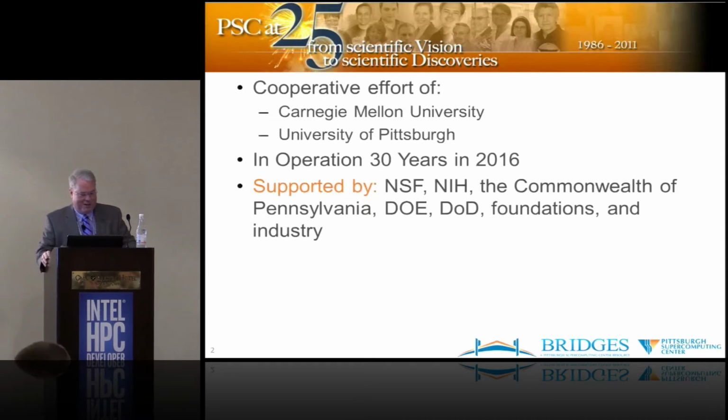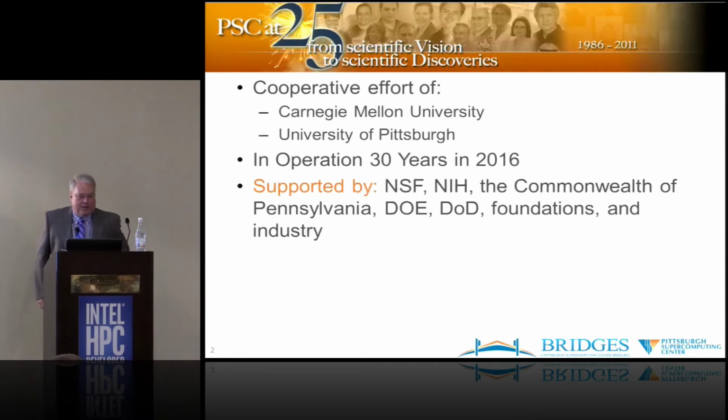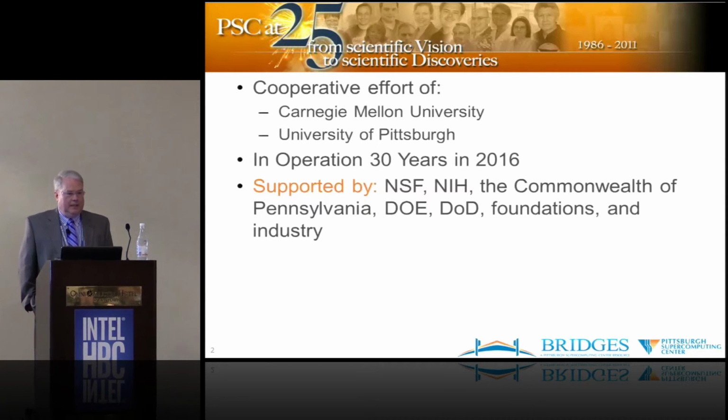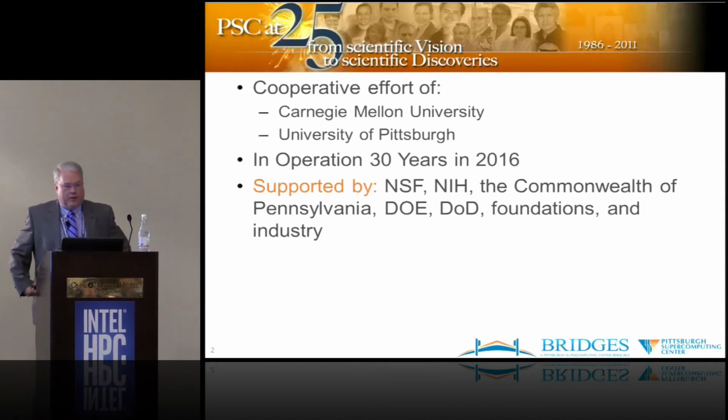No, seriously, in case you're not familiar with the Pittsburgh Supercomputing Center, we're a joint effort of CMU and Pitt, and coming up on our 30th year of operation. We receive support from many institutions, organizations, government agencies, primarily from the National Science Foundation.